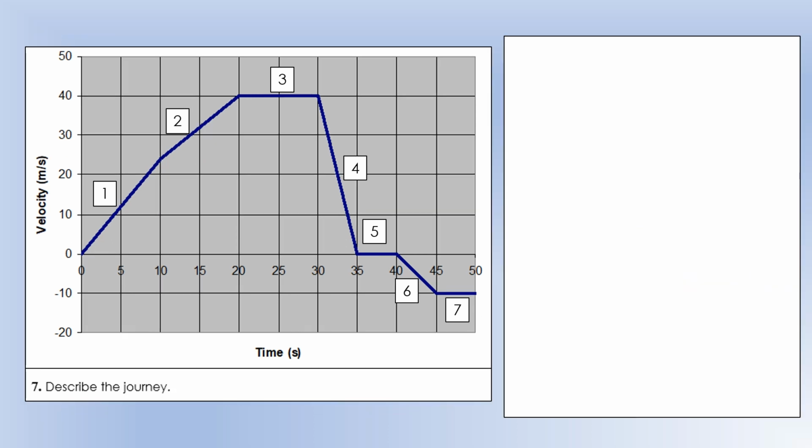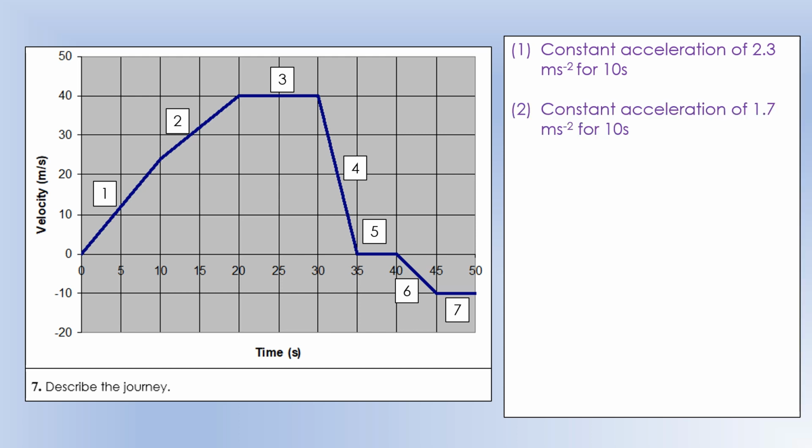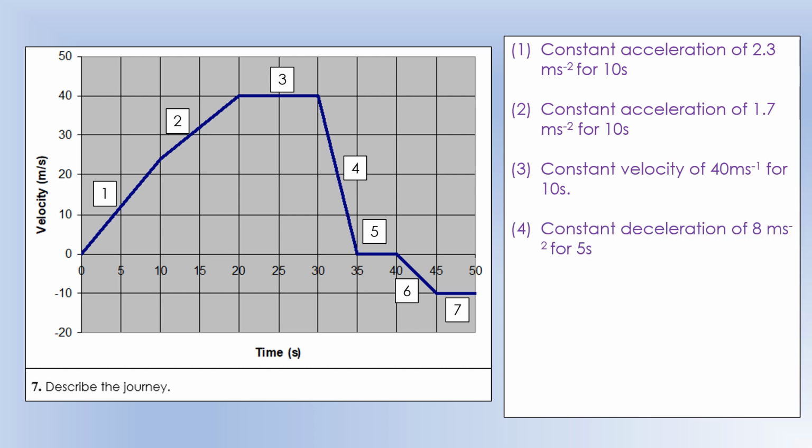All right, so final question, describe this journey. So we're basically just putting into words what we've just figured out. So the first section, we've got a constant acceleration of 2.3 for 10 seconds. Then we've got constant acceleration of 1.7 for 10 seconds. We've got constant velocity of 40 meters per second for 10 seconds. We've got constant deceleration of 8 meters per second squared for the next 5 seconds.